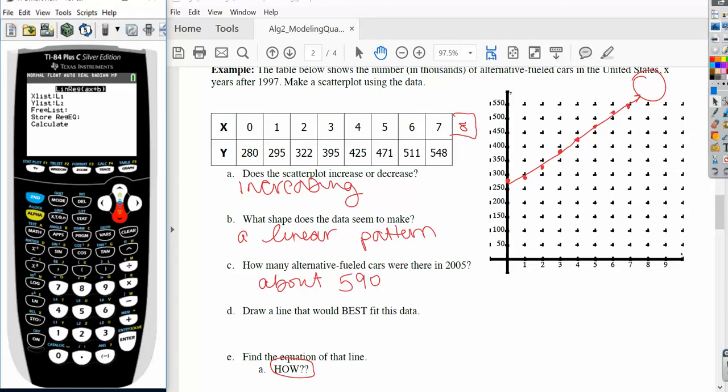Now it says store RegEQ. I want to do this. How you do this is you press vars, you go over to Y-vars, and you hit enter, enter. Okay? So now you're going to scroll down and hit the word calculate.